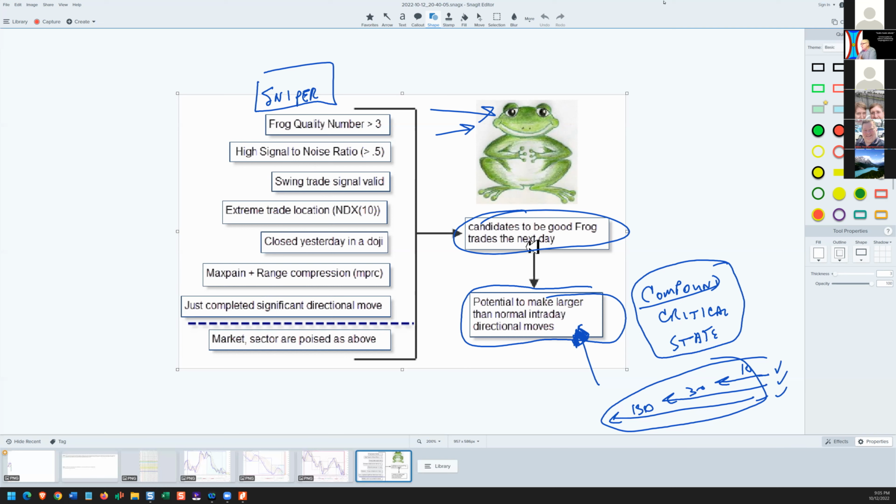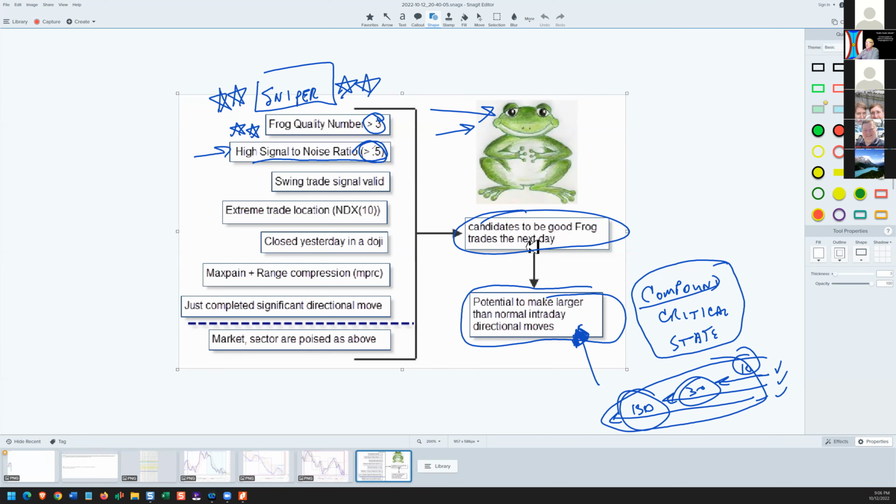Not surprising to us, but surprising to all of the people in the various lookbacks that maybe don't have our tactical sense of what's going on in the market. So I will tell you what makes a good frog candidate: any sniper pattern, any frog quality number better than 3, because by definition, it is compressed to a relatively quiet state where an average move is going to give you a large multiple. Any symbol that has a high signal-to-noise ratio, in other words, greater than 0.5.